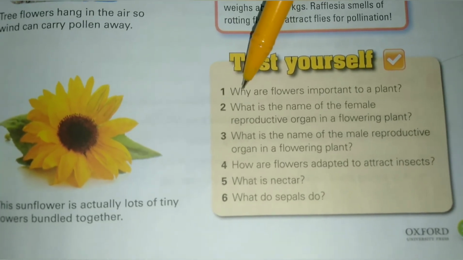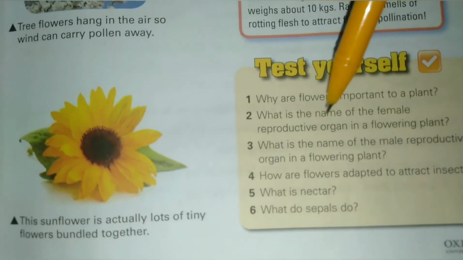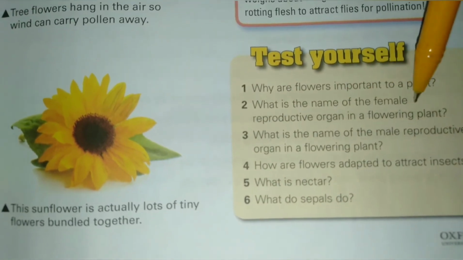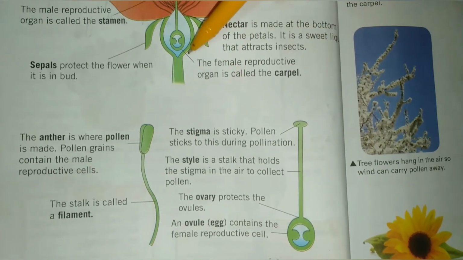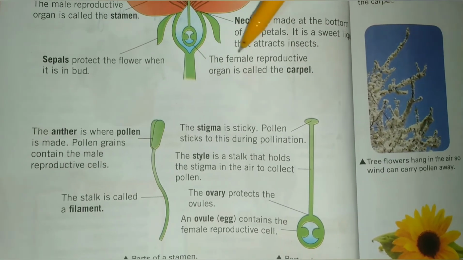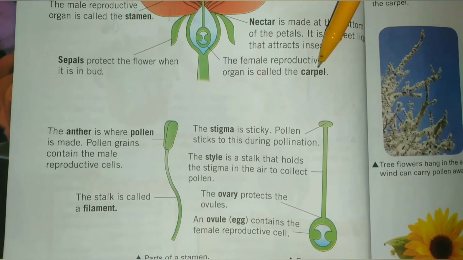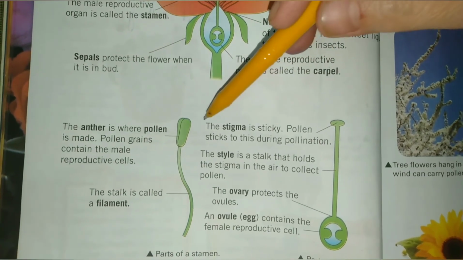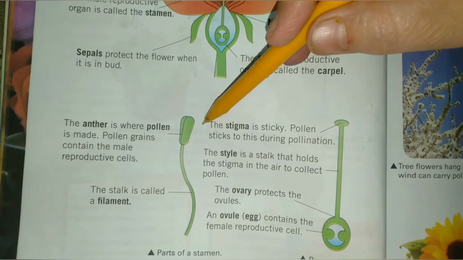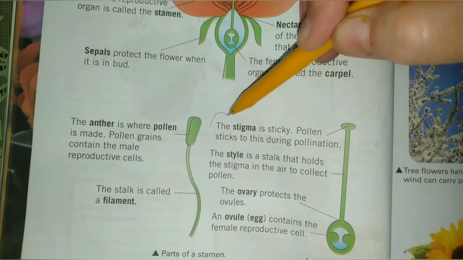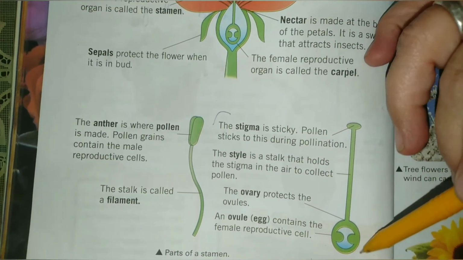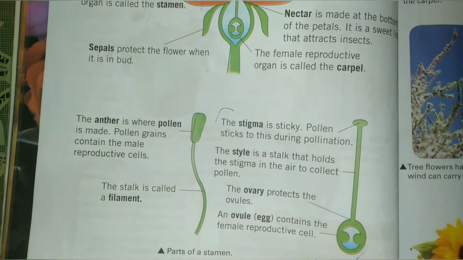Question number 2. What is the name of the female reproductive organ in a flowering plant? The answer will start from this line. The female reproductive organ is called carpel. And next, this part will also be included, from this up to this, including this diagram also.